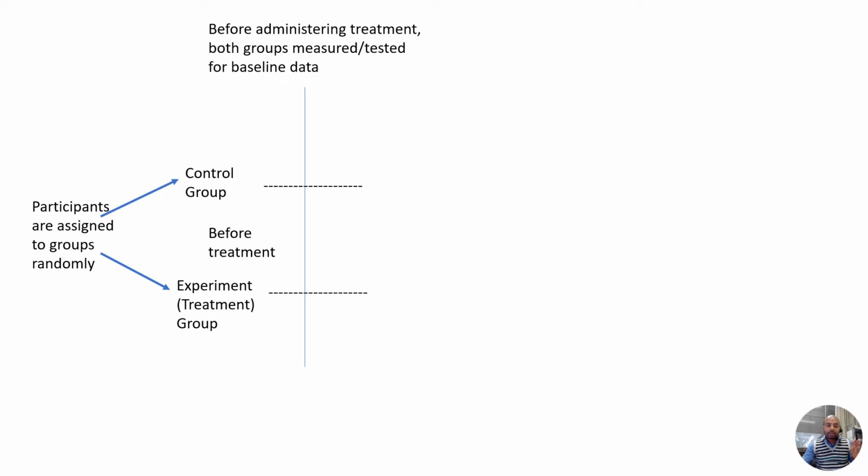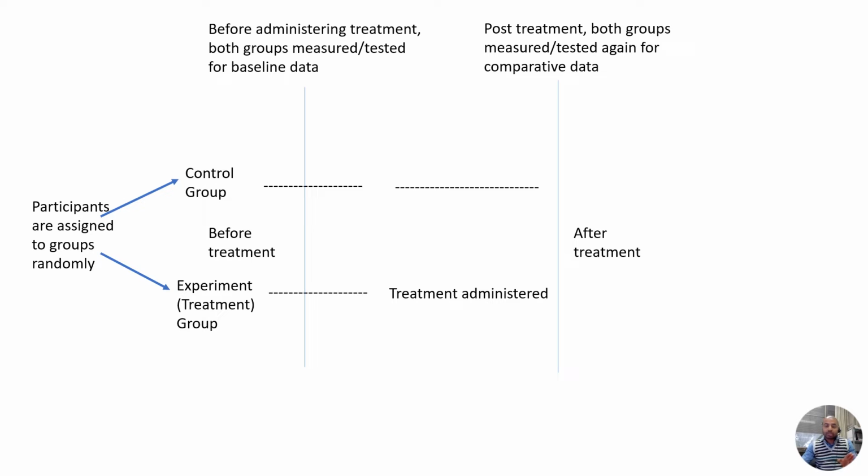And then the control group does not undergo any treatment, but the treatment group does undergo a particular treatment. And then once the treatment is administered, data is collected again from both the groups, basically to see if the treatment had any significant impact on the treatment group. And we know that impact when we compare the data of the treatment group with the control group.